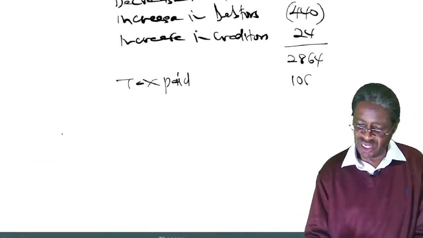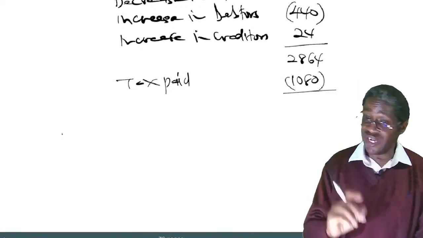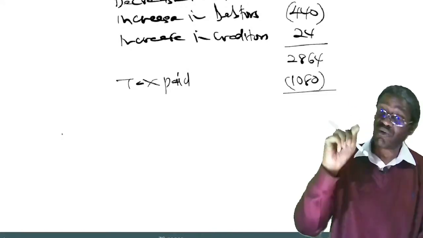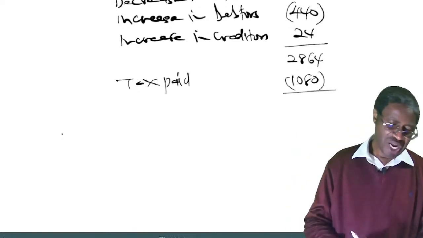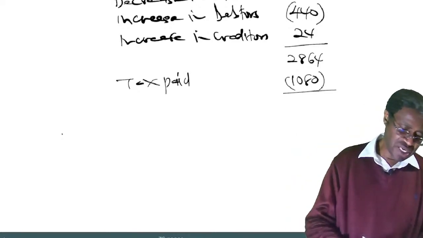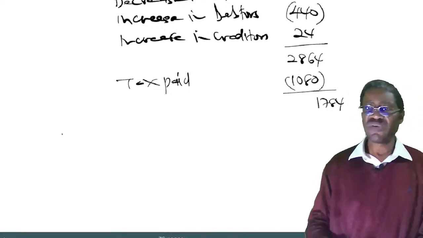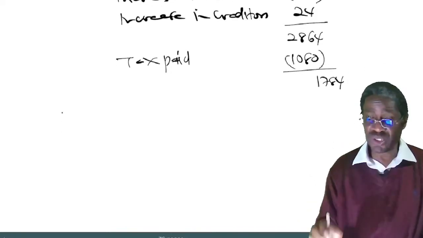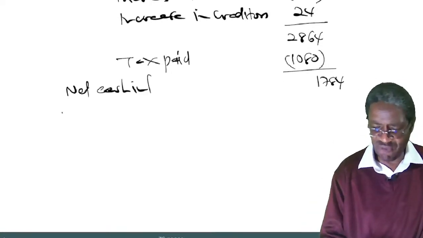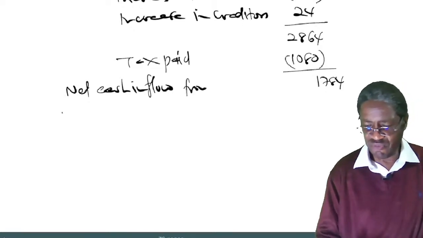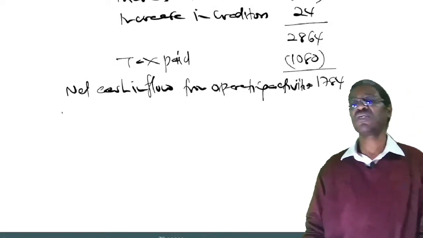Let's remove the tax of 1080. Then I get the net. Listen, I get the net. And I told you the net is what you consider to be the cash flow from operating activities. And I told you, you push it to the extreme. So that 2864, if I minus 1080, I'm remaining with 1784. And being a positive, we now call it net cash inflow from operating activities.